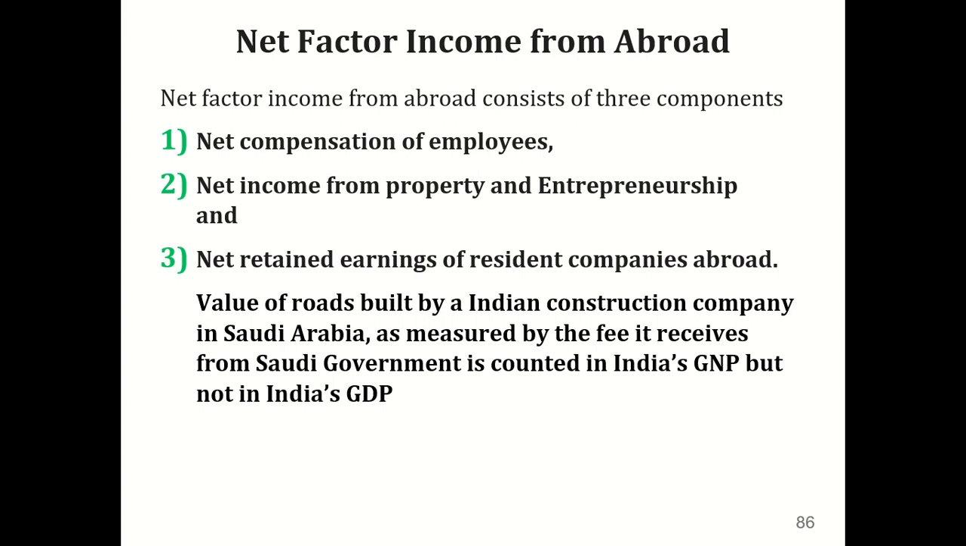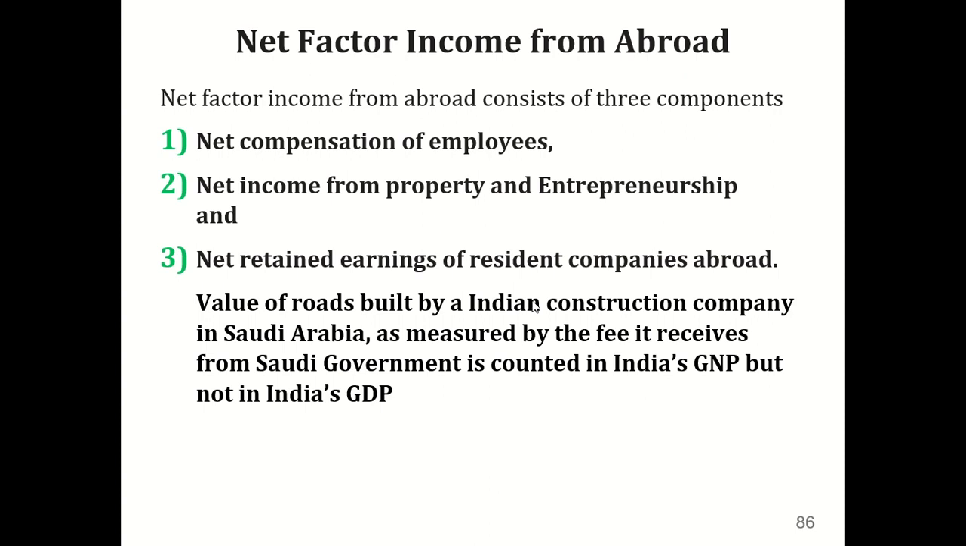Now, that fee or that income of the Indian company is a part of the earnings of the domestic factors of production. So it is a part of India's net factor income from abroad. So when we add it to India's GDP, we get India's GNP. Now this net factor income from abroad is beyond the GDP, because the production activity, the construction activity, took place in Saudi Arabia. Therefore, it is not a part of India's GDP, but it will be counted as a part of Saudi Arabia's GDP.